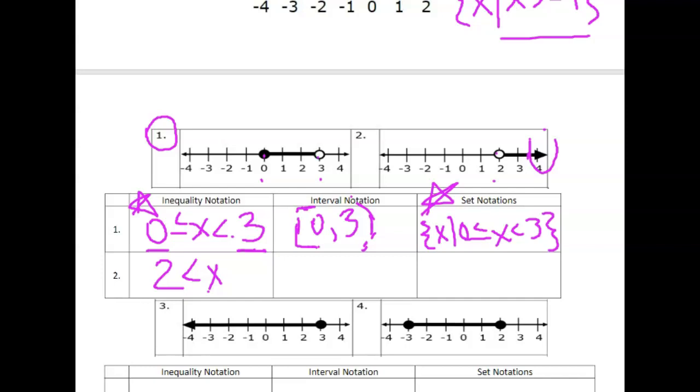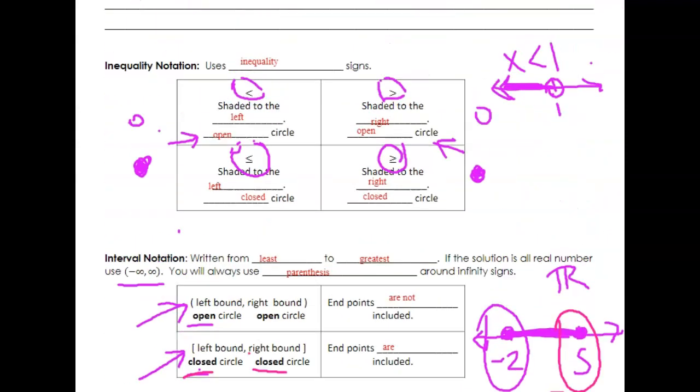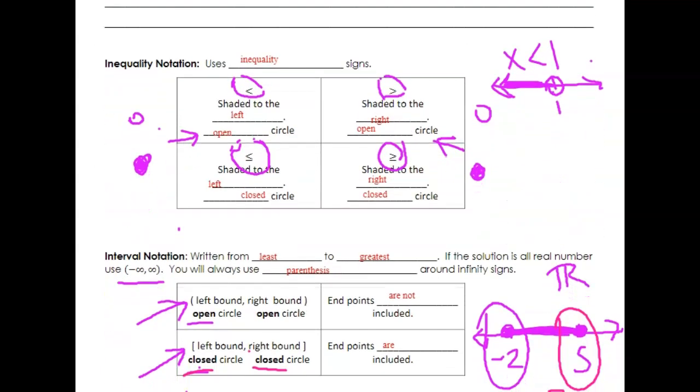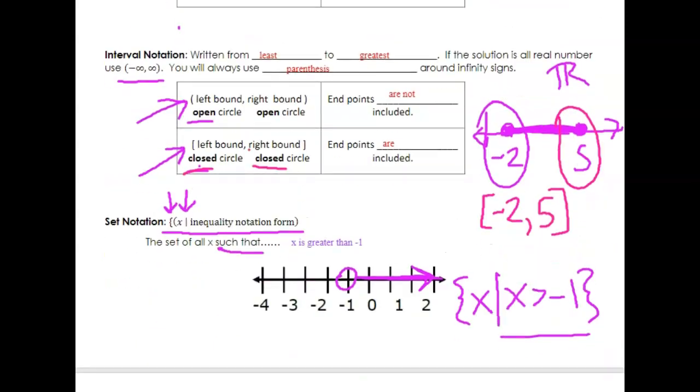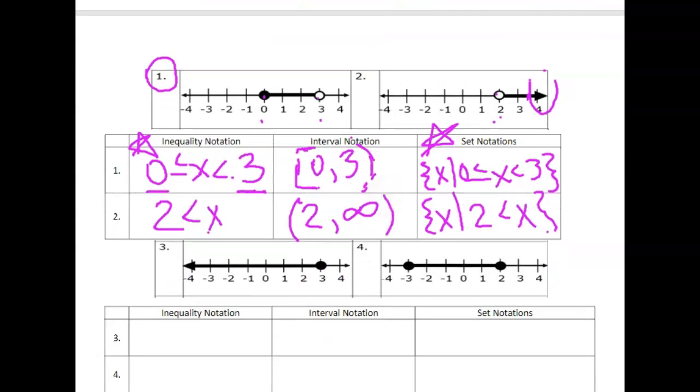I'm going to do the same thing for set notation as I did before. I'm going to write my brace, my x, my such that line, and then I'm going to insert my inequality notation and close with a brace. And then finally for interval notation, my left boundary is a 2. It's an open point, so that's a parenthesis. My right boundary doesn't exist. It goes to infinity, so you put an infinity sign. And for infinity, we have up in our notes that you will always use parentheses around infinity signs. So around your infinity sign, you're going to put parentheses.